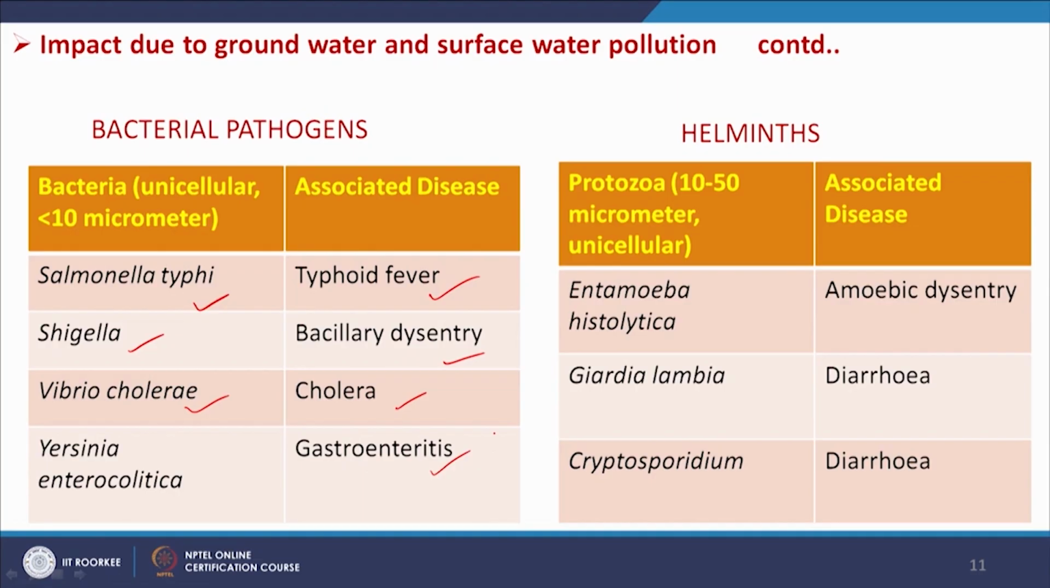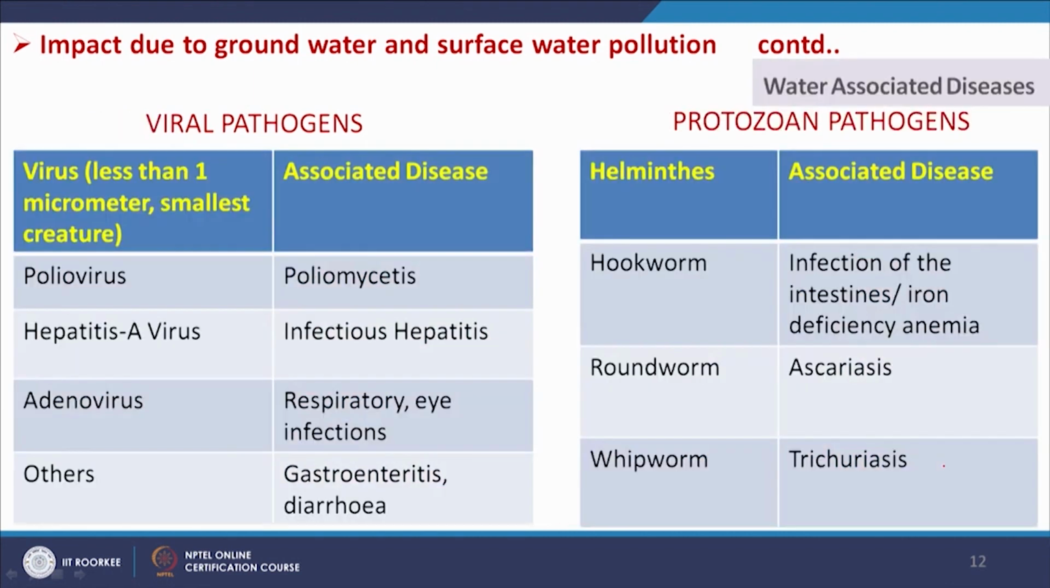So, like Entamoeba histolytica, so amoebic dysentery, or maybe Giardia lamblia, so diarrhea, and Cryptosporidium, so that can also cause diarrhea. These are the water associated diseases.